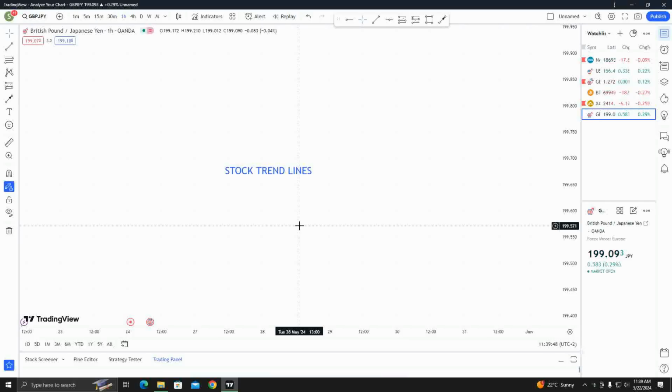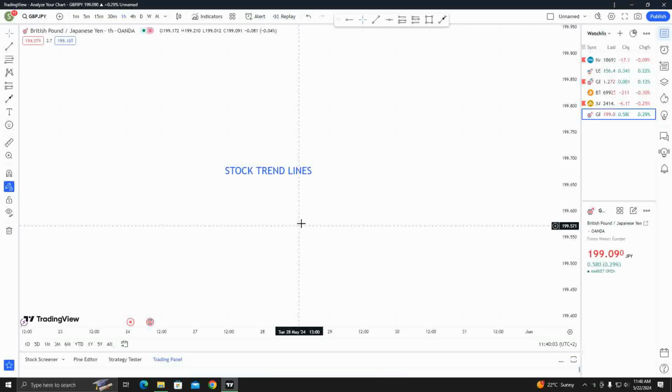Today we're going to be focusing on stock trend lines. Number one, we have uptrend, and then we have downtrend. We have channel lines and resistance lines. We also have more, but today I will just touch four of those.